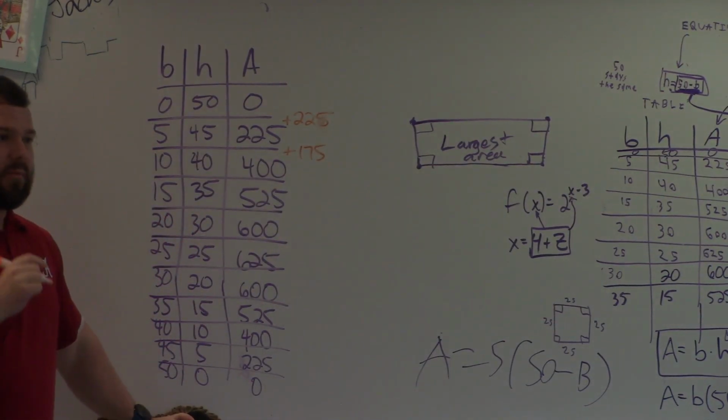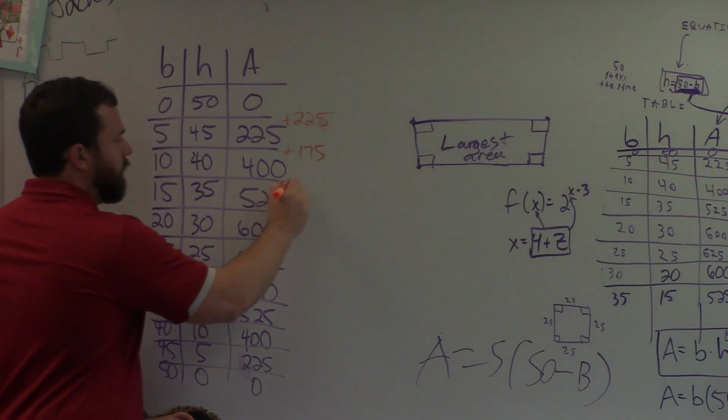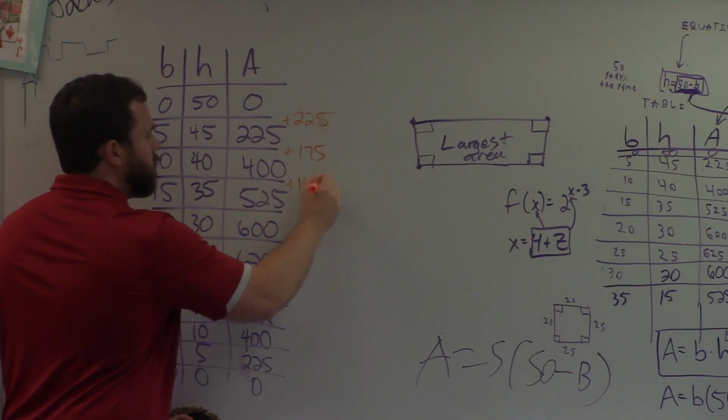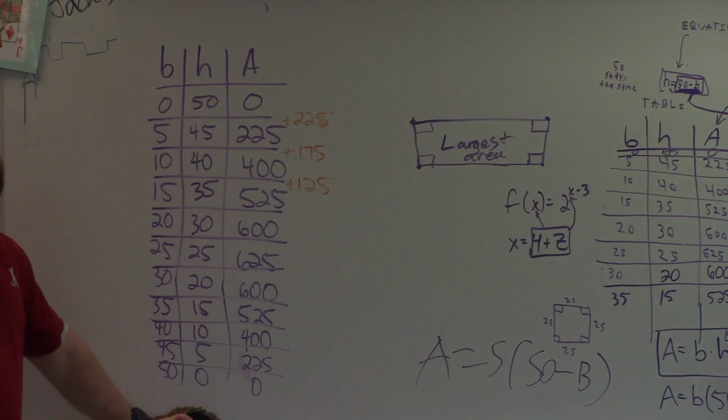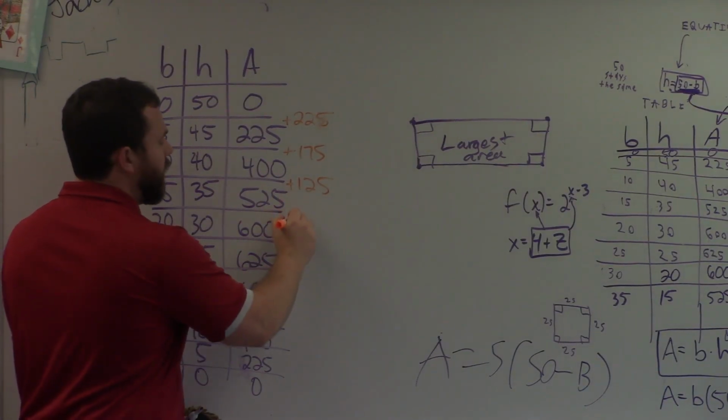How about to go from 400 to 525? Adding 125. How about to go from 525 to 600? It would only be 75.